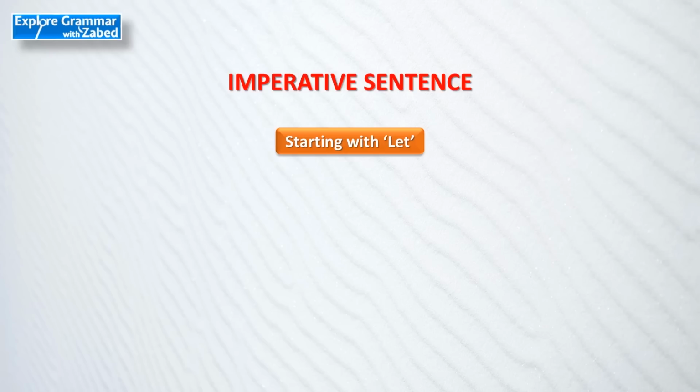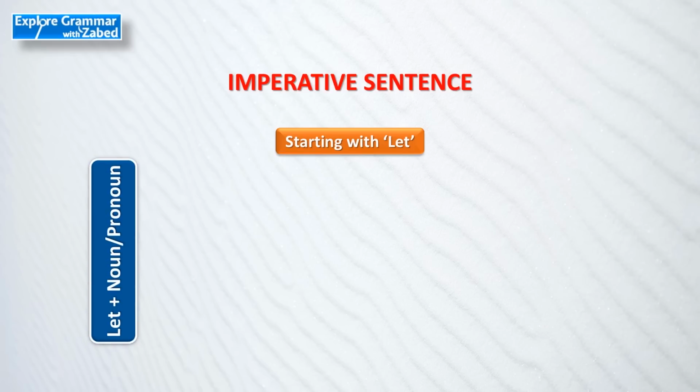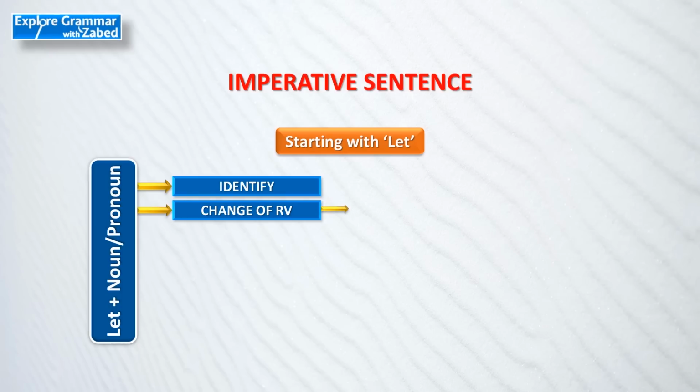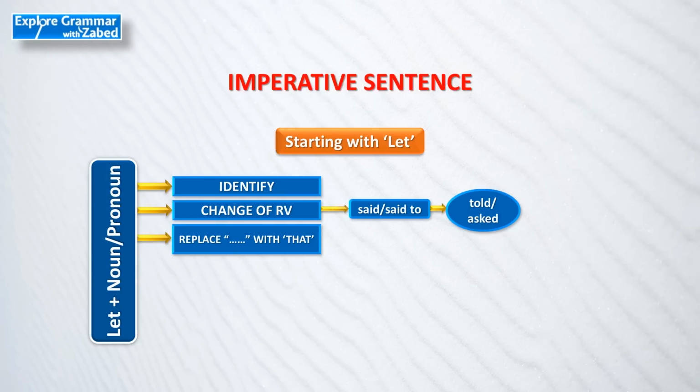If the reported speech starts with let, and after that you see any noun or pronoun, for example, him, her, them, me, the boy, etc., we change it by following the given steps. The first step is to identify. The second step is to change the reporting verb. Here the reporting verb said or said to will be changed to told or asked. Third step is to replace inverted comma with conjunction that.